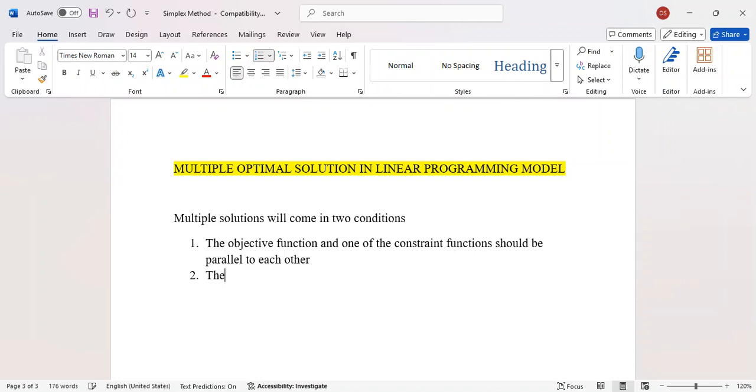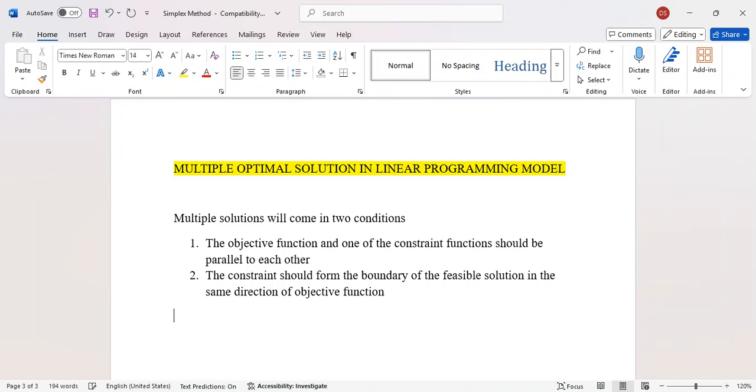Second, the constraint should form the boundary of the feasible solution in the same direction as the objective function. If both the conditions match, then and only then will multiple optimal solutions develop. Let's discuss the same with an example.